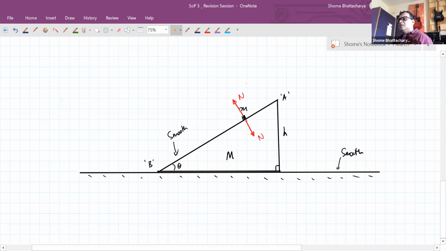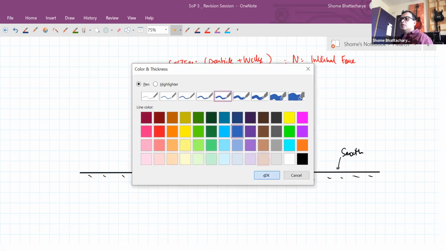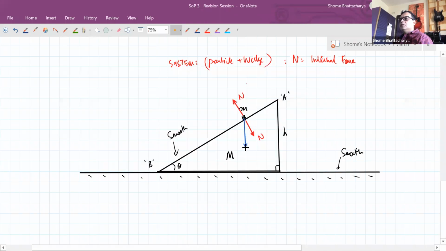If we take the particle plus wedge as a system, this is an internal force. So we are taking our system as the particle plus the wedge. Whereas external to the system are the forces that the earth is applying and the normal reaction that the ground is applying. These are external forces.